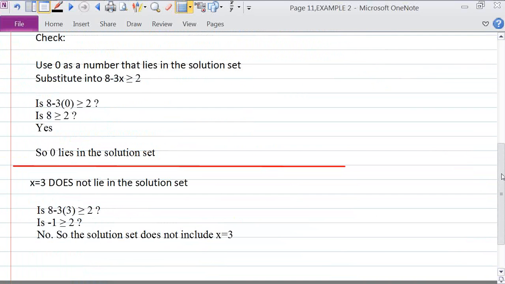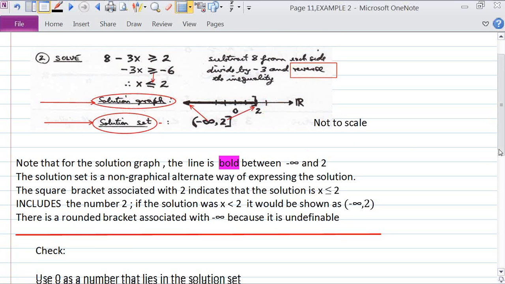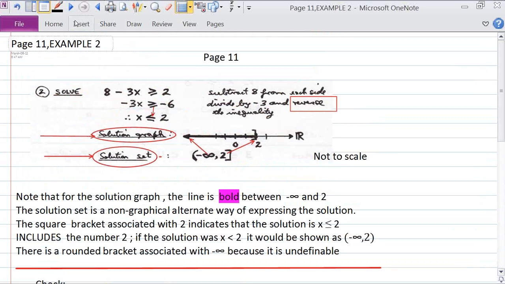We're going to choose a number now that does not lie within the solution set. I can see that the number 3 doesn't lie in the solution set. I don't have to choose 3, but it's easy, because I see very clearly that it doesn't lie in the solution set. So I ask myself, 8 minus 3 times x, where x is 3, is that greater than or equal to 2? So I get 8 minus 9, which is minus 1. Is minus 1 greater than or equal to 2? No, minus 1 is less than 2. So the answer is no. So the solution set does not include x equal to 3.